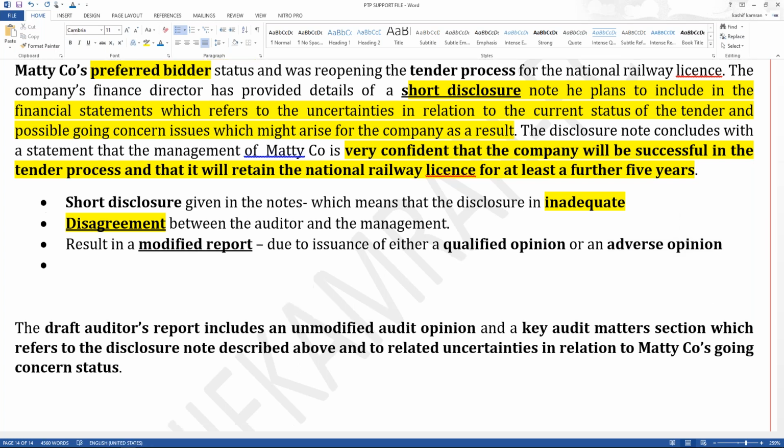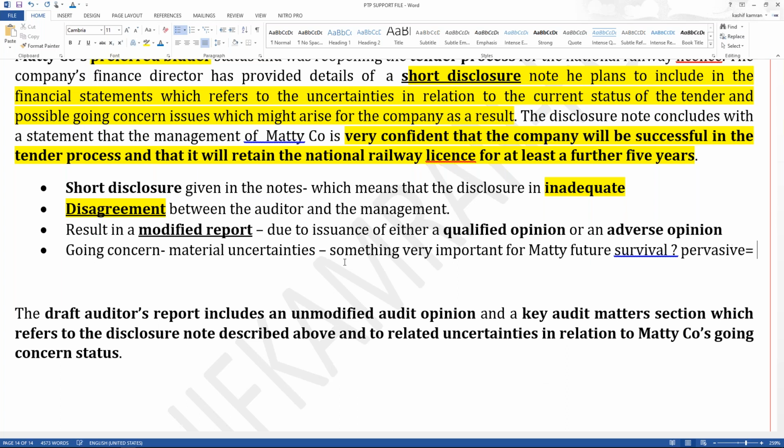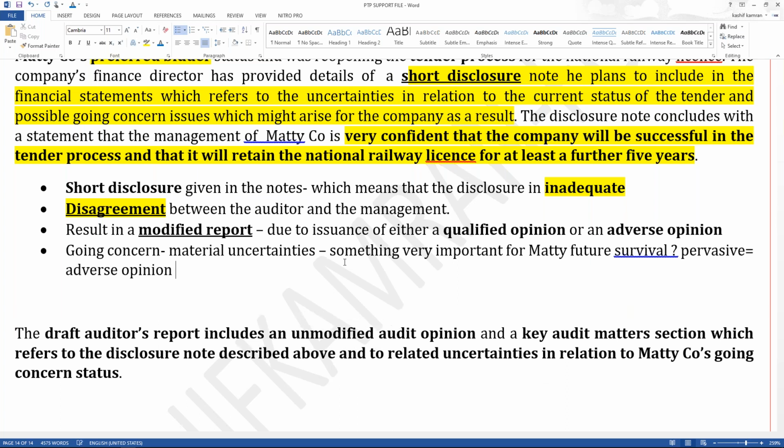Now tell me, do you agree that this matter relates with going concern and material uncertainties relating to going concern, which is something very, very important for the shareholder? If they fail to get the license, it can bring a big question mark on the future of this company. So going concern, it is a material uncertainty. It is something very important for METI's future survival. So in that case, it is something pervasive. And eventually, the better opinion would be an adverse opinion if the management fails to give a complete disclosure.